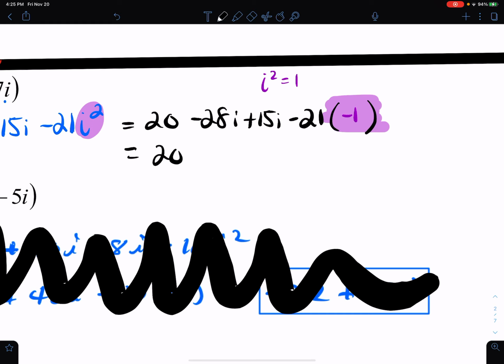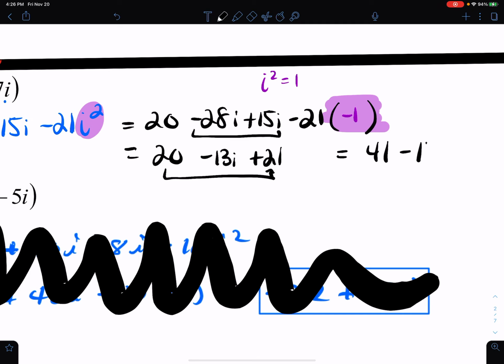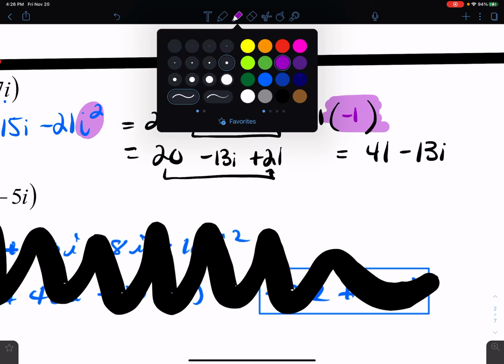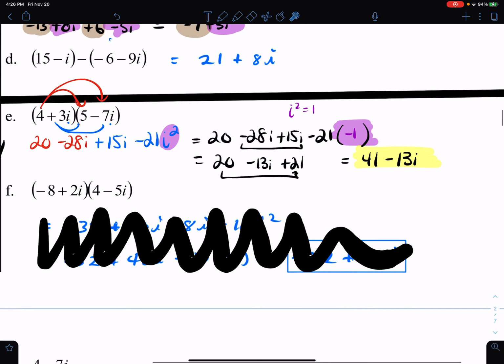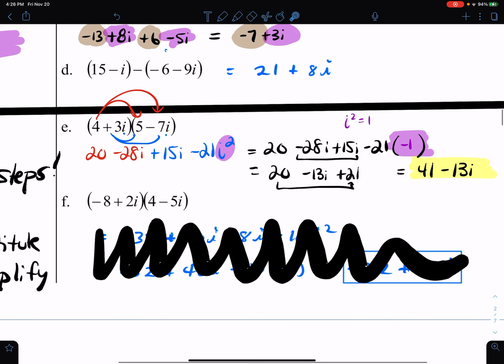So we have 20i. These are like terms because they're both i's. And then negative 21 times negative 1 is positive 21. So finally I can see 20 and 21 would combine to 41, and then we have minus 13i. You'll notice that we wrote that in the format of a complex number where the real part was first and the imaginary part was second. So that's how we do multiplication.